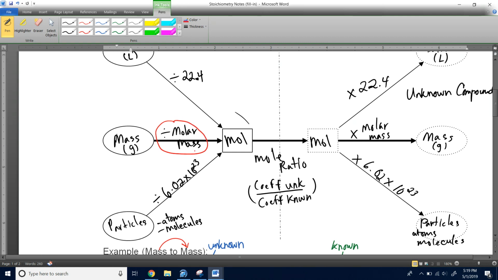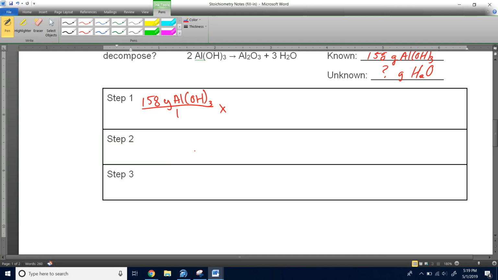So when we do that, we have to calculate the molar mass. We see that we have an aluminum, we have oxygen, and we have hydrogen. How many aluminums do we have? We have 1. How many oxygens do we have? We have 3. That's right here we're looking at. We're looking at here for our molar mass.